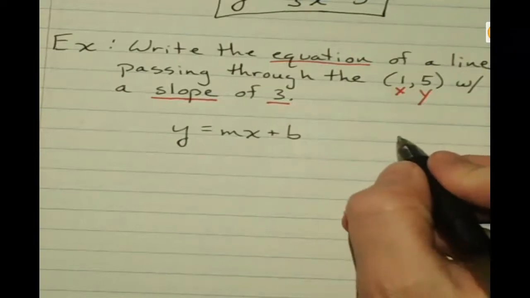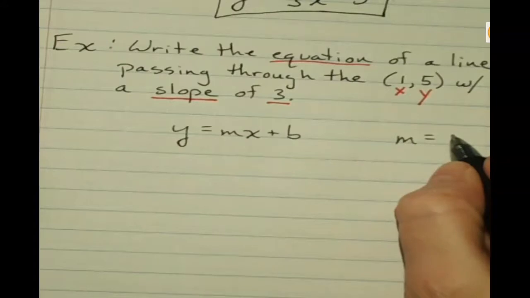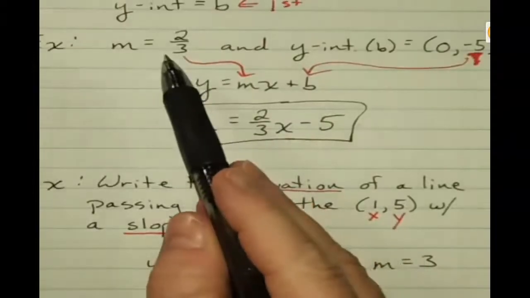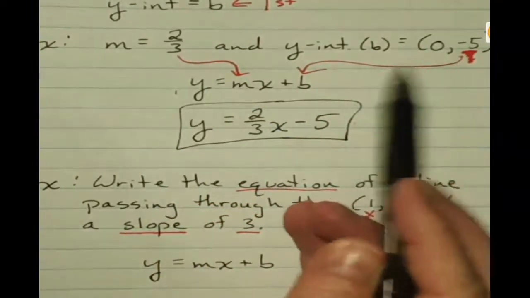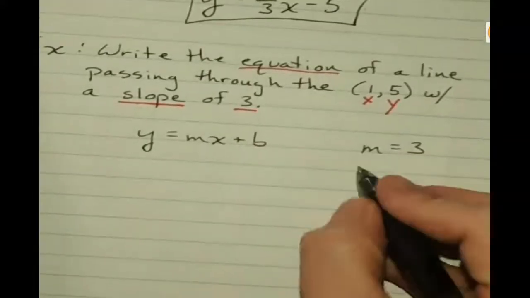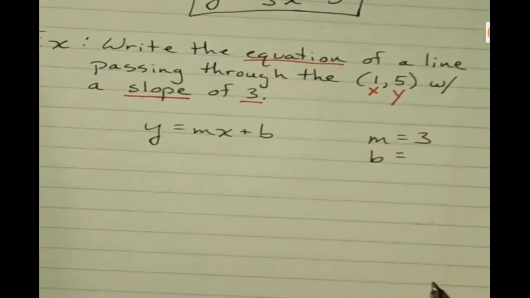Do we know the slope? Yes. It's what? 3. It's 3. So back here, we had the slope. We were able to just stick it in there, right? They also up here gave us the y-intercept. We could just stick it in. But did they give us the y-intercept this time? No.